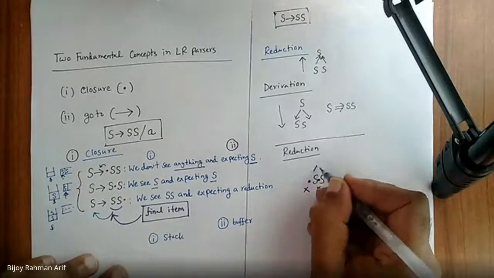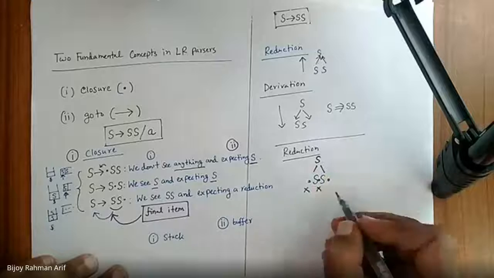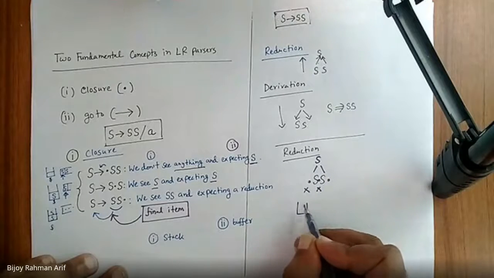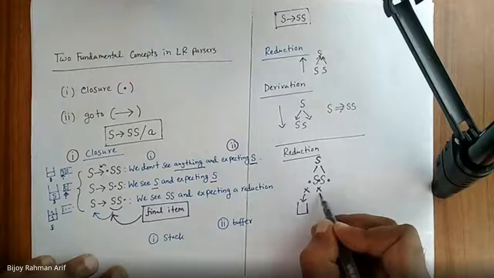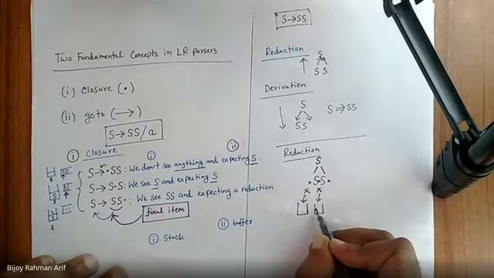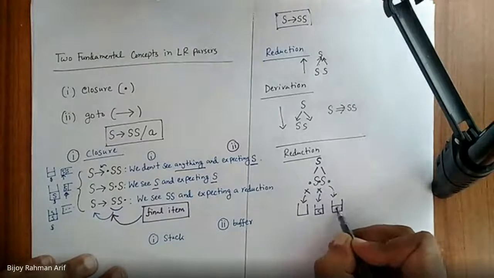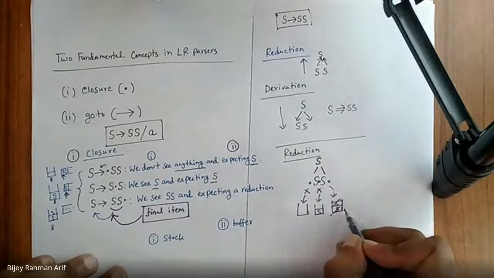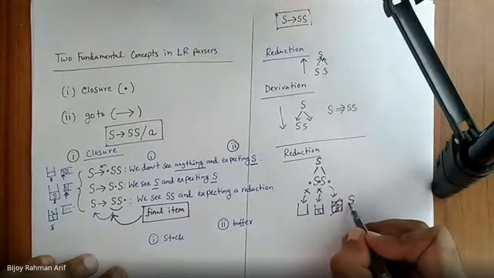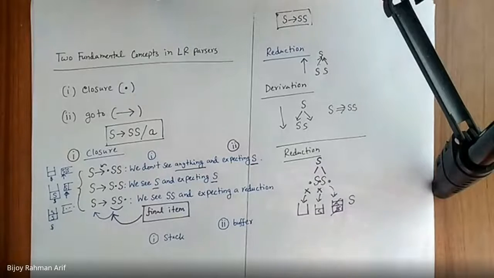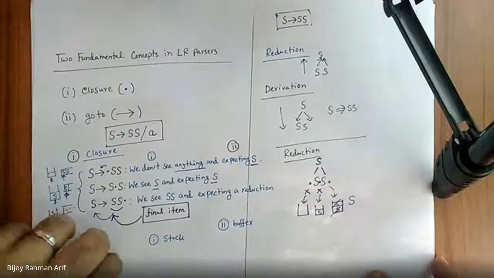Did you get it? Yes. Then I can reduce. In this case, my stack is empty. In this case, my stack has only one S. In this case, my stack has two S. So then I can reduce these two S, remove two S, and put a single S. Is it clear to you guys? Yes, sir. Okay. Now let's go to GOTO.